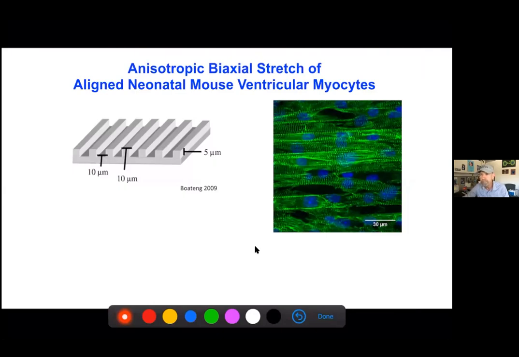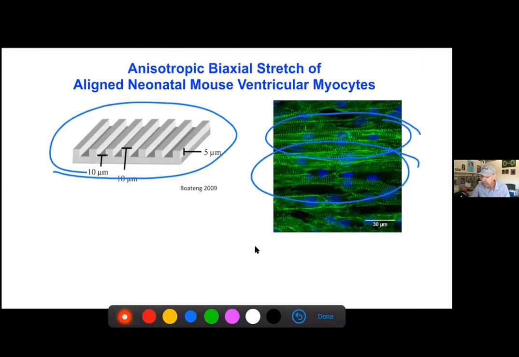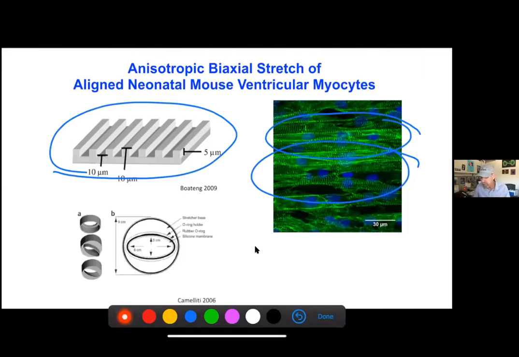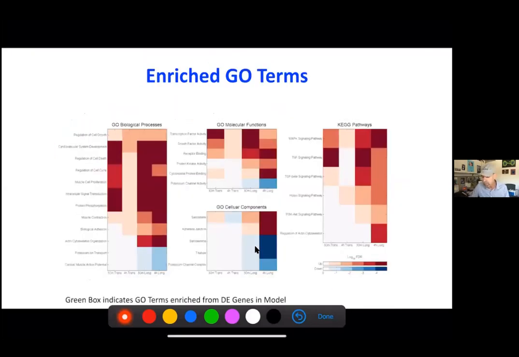But we do have to be able to test the predictions. And so what we do is we make these micropattern membranes that are very thin, and we grow neonatal cardiac muscle cells on them, or human stem cell derived myocytes on them. And these grooves make them take on this lifelike, adult-like, in vivo-like, elongated, striated phenotype. And then we put them in a stretcher such that we can stretch them primarily along their axis or primarily transverse. And then we did RNA-seq.